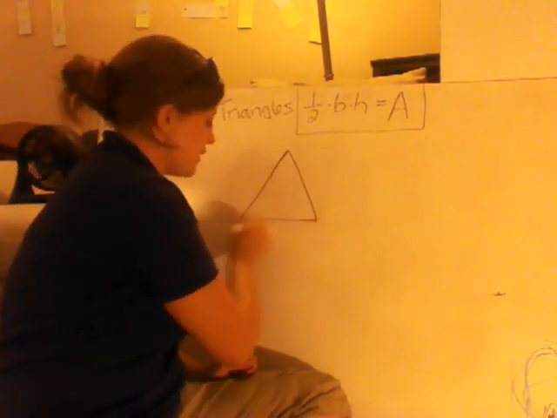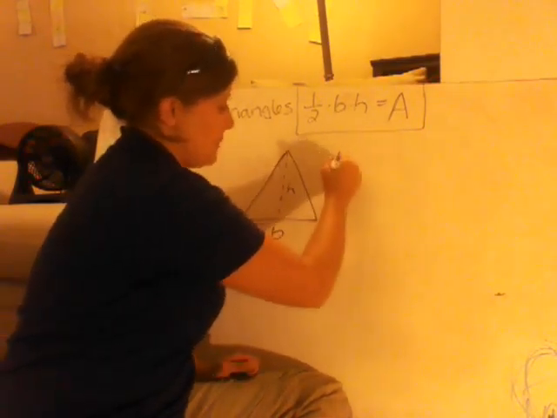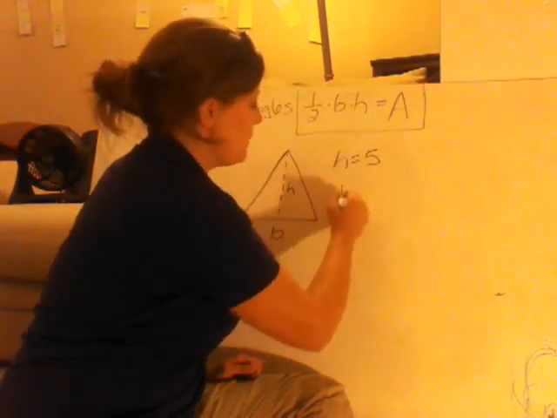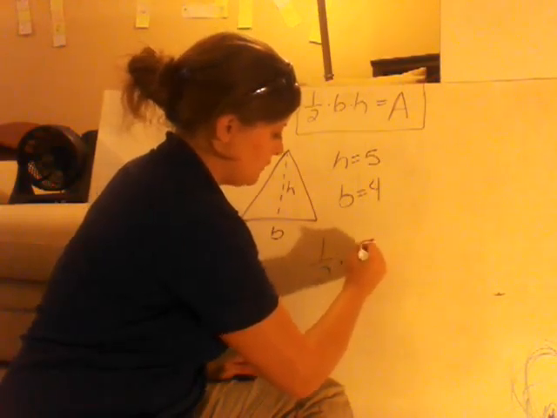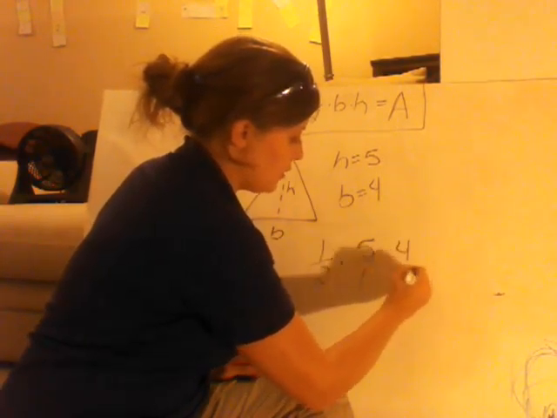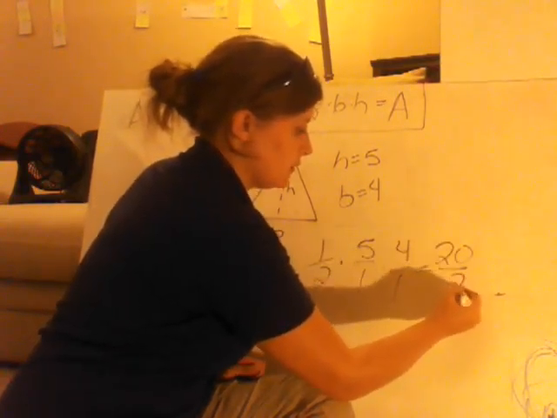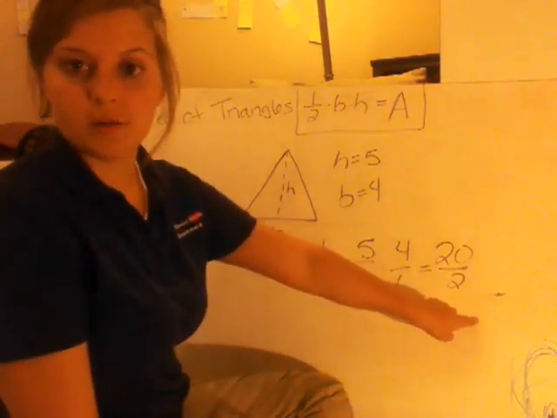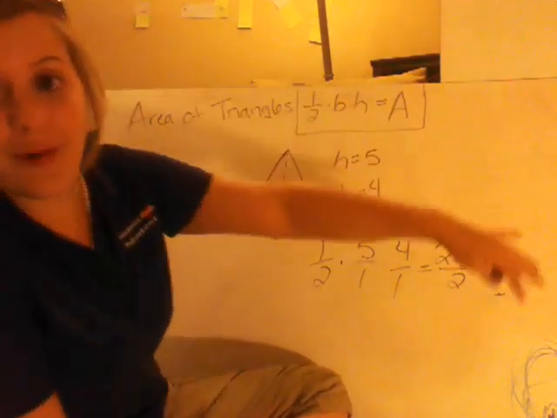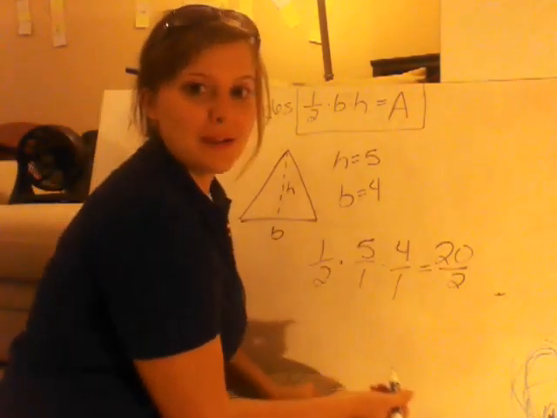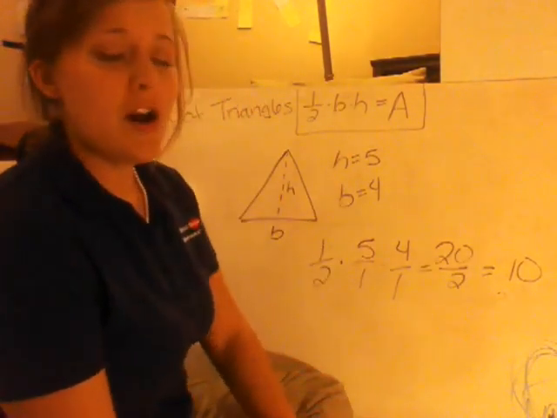Alright, so I've got my fat triangle again. Got my height and my base. My height is equal to 5. My base is equal to 4. 1/2 times 5 over 1 times 4 over 1 equals 5 times 4 is 20, divided by 2. 2 all the way across. Just send it over. 20 divided by 2 is 10. That's all she wrote.